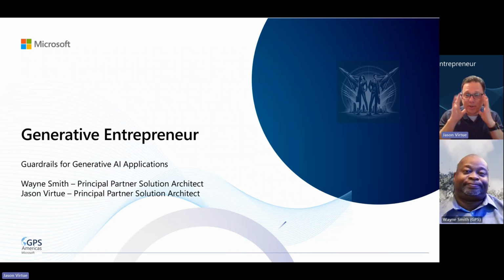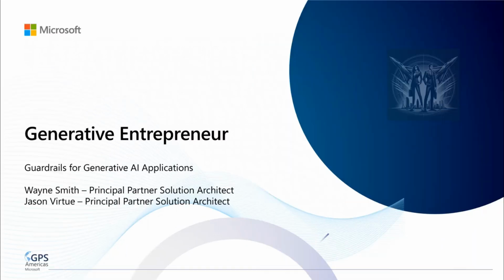And I'll just do a quick introduction on myself. My name is Jason Virtue, and I'm one of our AI and ML community leads within the Microsoft organization. I work with our partners, our customers, employees on readiness and adoption issues, and generative AI is one big passion of mine. So let's jump into today's conversation and kick us off.